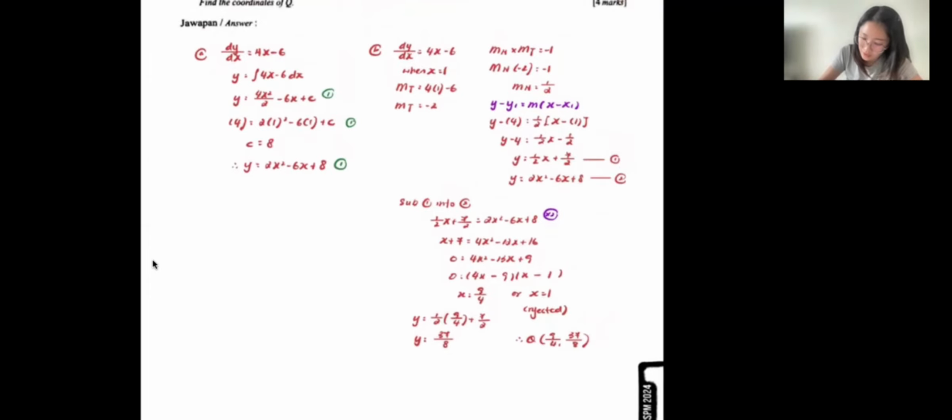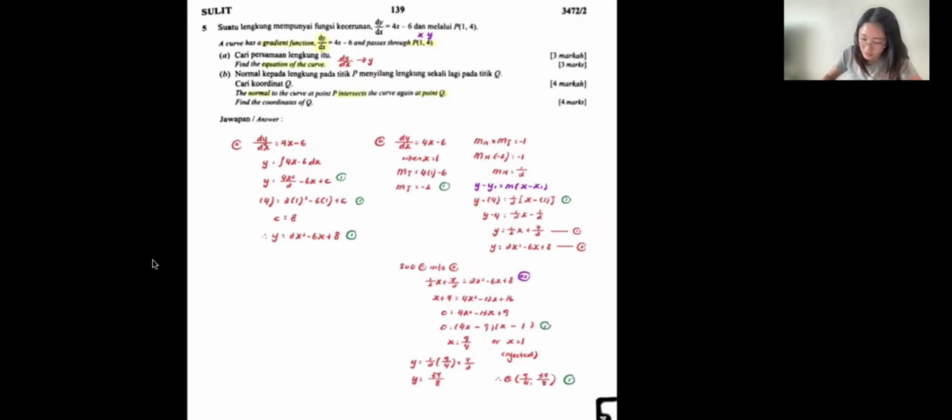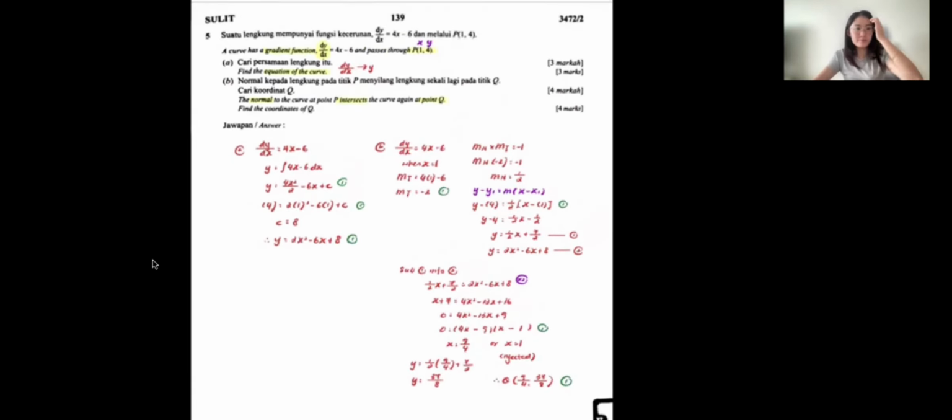Okay, getting tangent. Tangent's gradient is number 1. Number 2, they give you on the equation. Number 3, they're giving you on factorization here. Number 4 for the final answer. Okay, that is number 5.